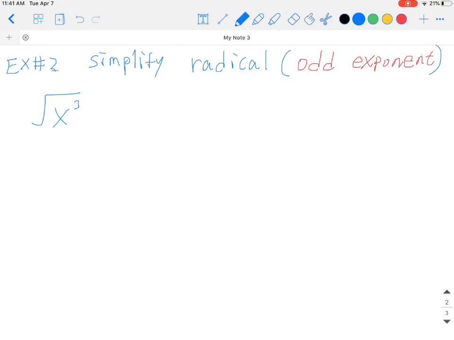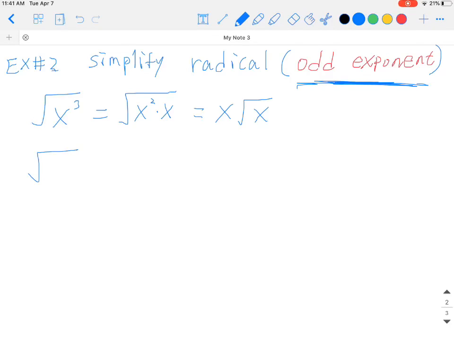On the other side, we can simplify the radical based on the odd exponent. Odd exponent will be just one more step. Before we divide by 2, look at x to the 3. 3 is an odd number, right? But 3 divided by 2 will not give you a whole number. So before we do that, let's split the x to the 3 into x to the 2 times x. And x to the 2, we can simplify by dividing by 2, which gives x. And we leave an x under the square root.